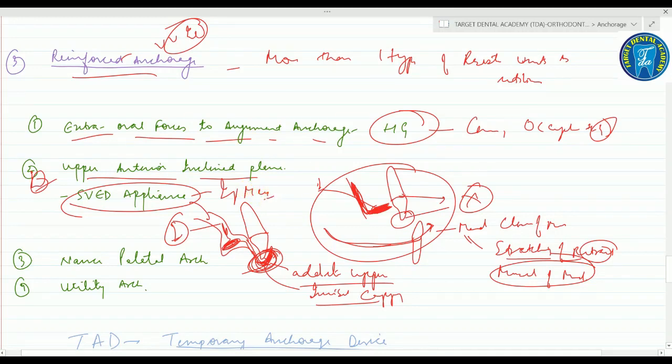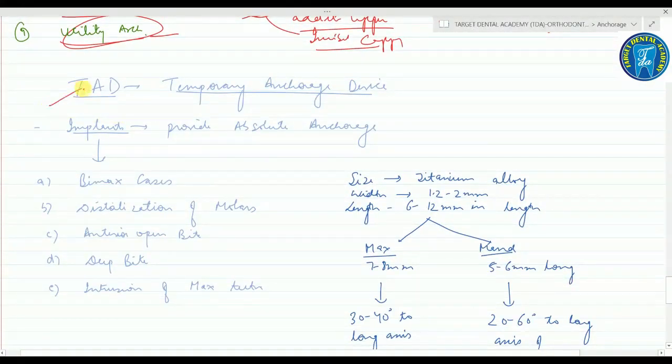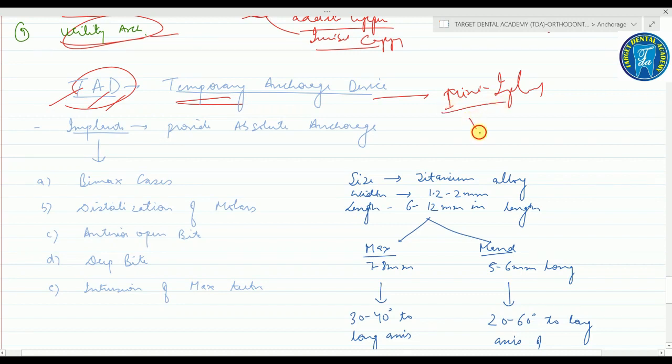Fine. So next are the Nance palatal arch, which we have already discussed, and the utility arch given by Ricketts, which we have also already discussed. After this, next is the TAD, that means the temporary anchorage device. In the TAD we usually use implants or mini implants. Why is it called the temporary anchorage device? Because the mini implants which we are using in ortho are not permanent.